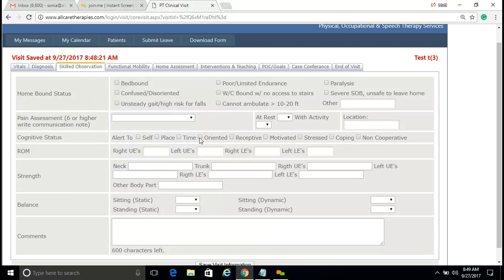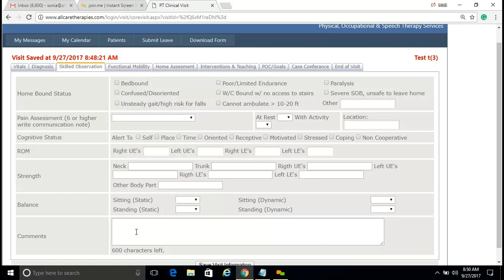This is very self-explanatory: oriented, receptive, motivated. This is your strength, upper extremity strength, lower extremity strength. If this is gross testing, you can always write detailed hip flexors, hip abductors, knee extensors over here. Your sitting balance.